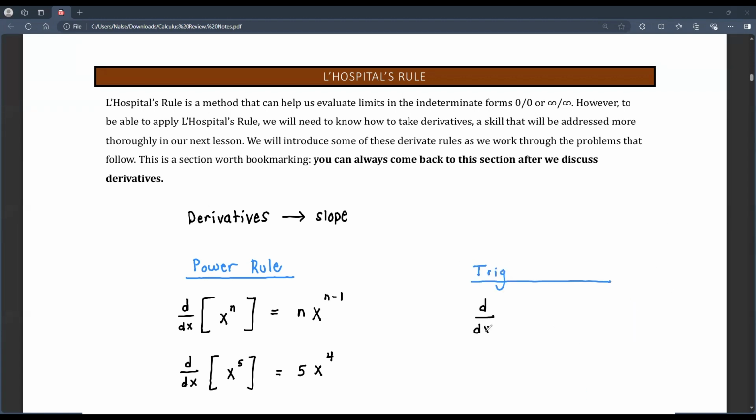One other derivative rule we need to know in this section is that the derivative of sine of x is cosine of x. Knowing this, we can now tackle question 6.